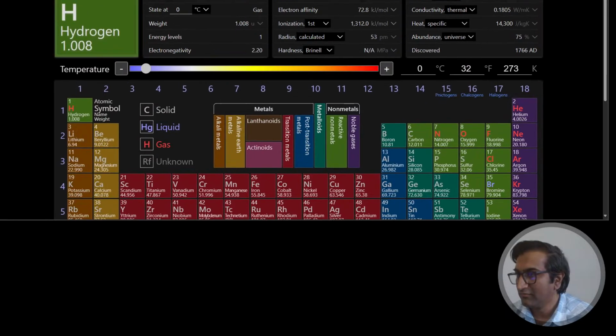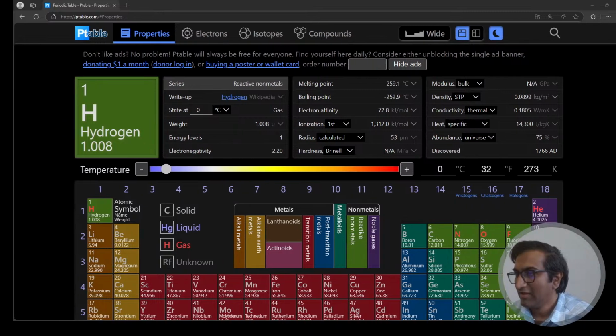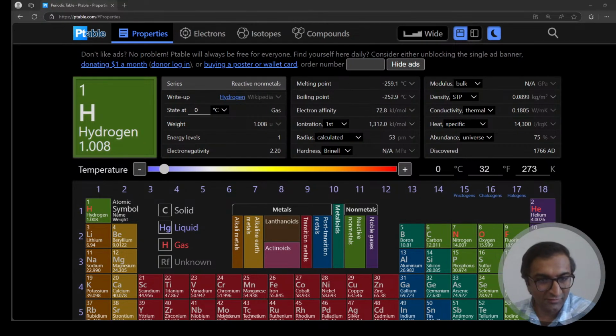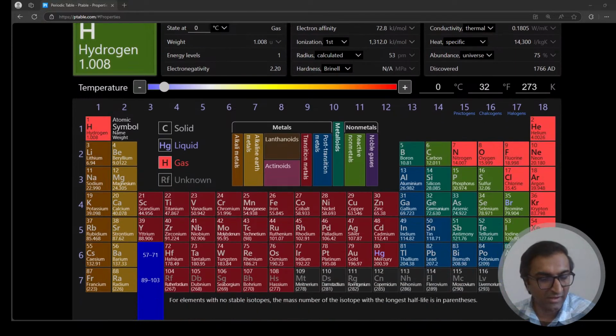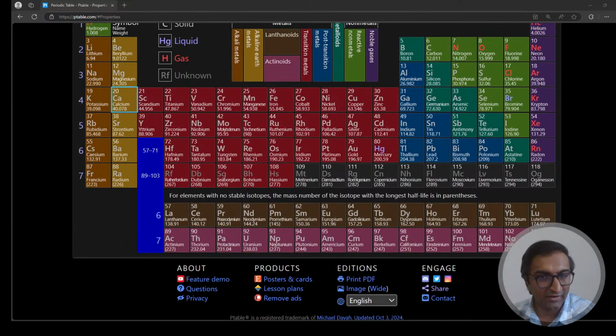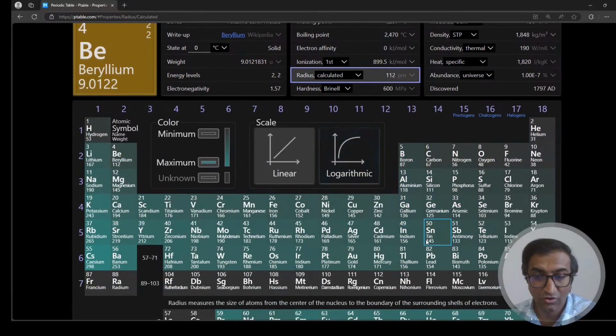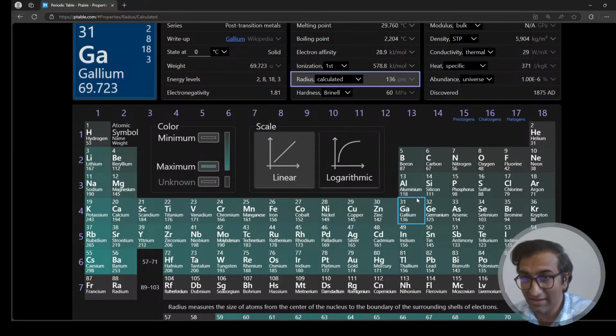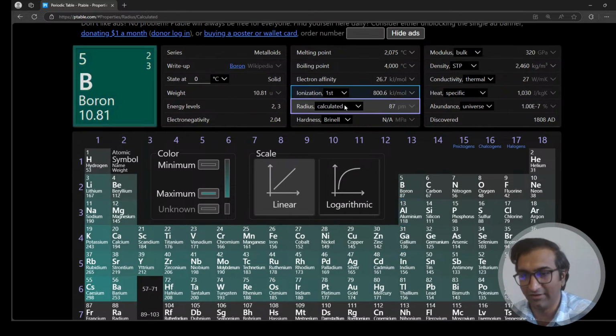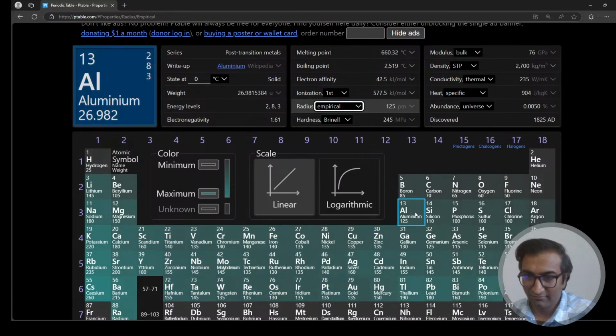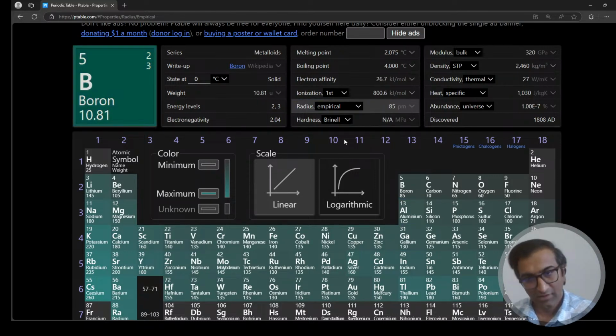Okay, you see this right here? In this periodic table, if you come down here and select radius, look at the radius of gallium and aluminum. Gallium is larger, guys. Calculated, okay. Let's go to empirical. Gallium is still larger by a small amount, but still larger. Covalent, let's see. Still larger.